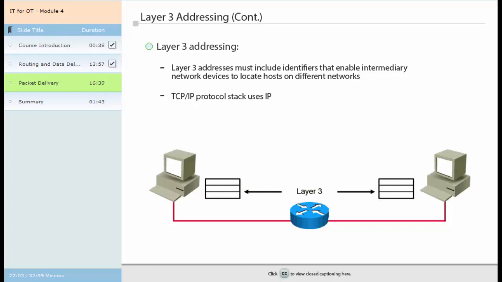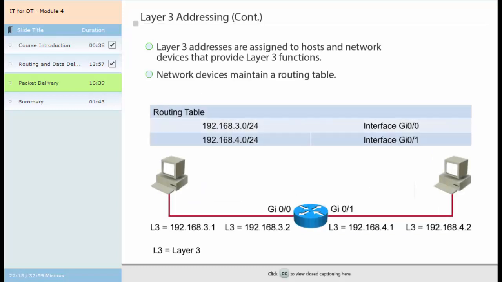The role of the router is to select paths for and direct packets toward a destination. This process is known as routing. A router uses a list of paths that is called a routing table to determine where to send data. Layer 3 addresses are assigned to end devices such as hosts and to network devices that provide Layer 3 functions. The router has a respective Layer 3 address on each interface. Each network device that provides a Layer 3 function maintains a routing table.